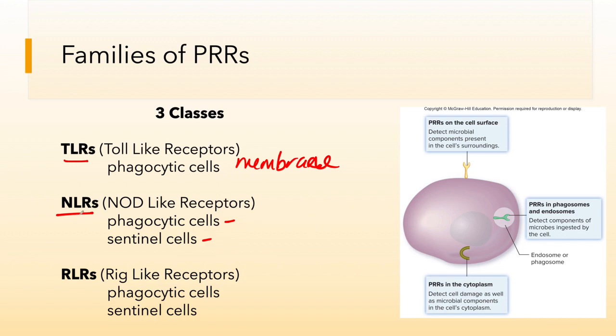So TLRs, we have nod-like receptors. They are found in the cytoplasm. And the others are the RIG-like receptors, or RLRs. And the RIG-like receptors are also found in phagocytic and sentinel cells, and they are also found within the cytoplasm. All of these are protein receptors that are a key component of the innate immune system.